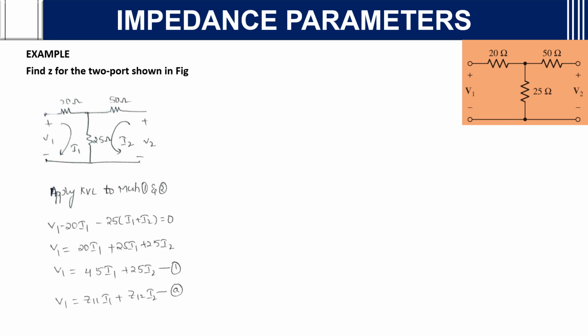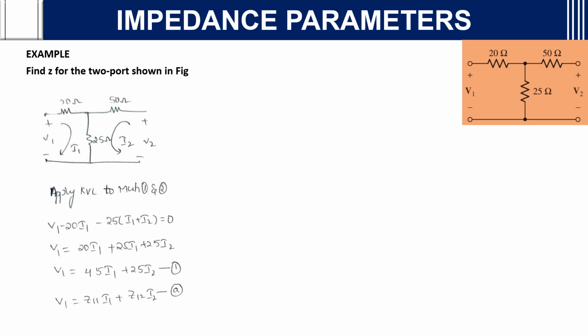Apply KVL to mesh 1 and mesh 2. You will get V1 minus 20 I1 minus 25 into (I1 plus I2). Why? Because current is flowing in the same direction in 25, both currents. See, this is moving and this is also moving in the same direction. So 25 into (I1 plus I2) equals 0. You will get V1 is equal to 45 I1 plus 25 I2.